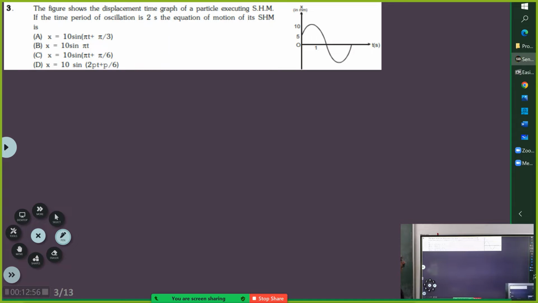So if you substitute, at time t is equal to 0, the value of the signal should be 50% of the amplitude. So if you put t is equal to 0, then it should be 10 sine pi by 6, which gives you 50% of the amplitude. So option C is the right one. That's it. It is quite simple. By visual inspection you can have it.